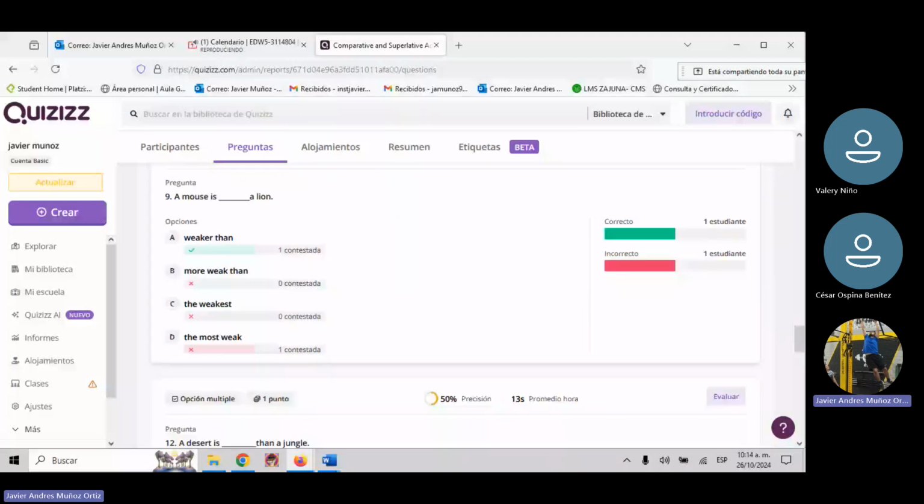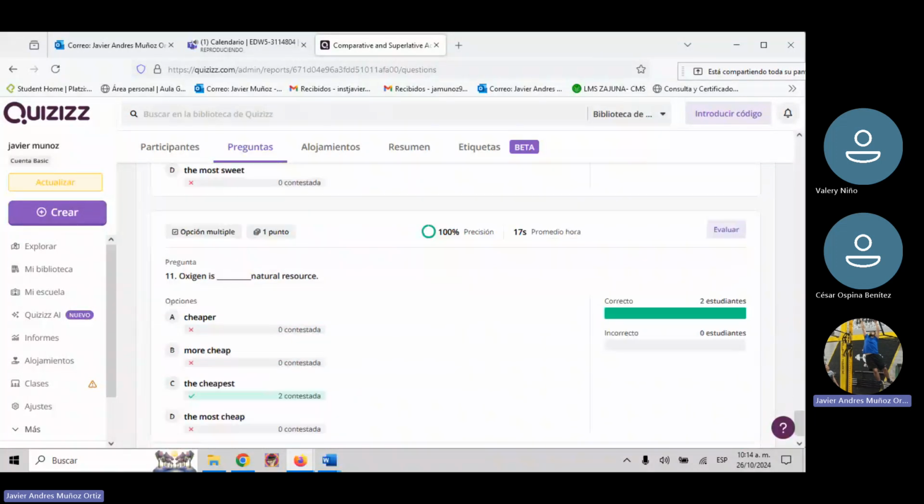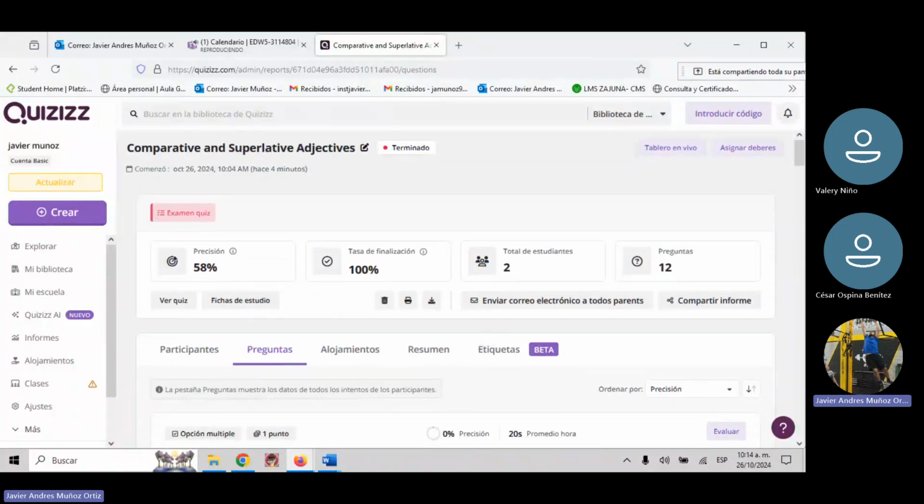A mouse and a lion. Okay, a mouse and a lion. We are comparing one animal with one animal. So this is a comparative form. Weak, weaker. Next one, a desert and a jungle. One place with another place. In this case, once again, it is a comparative because we are comparing one location with one location, not one desert with all the deserts in the world. We are not comparing the Sahara against all the other deserts in the world. Comparative. And the others are 100% correct. Therefore, we don't need to check them.